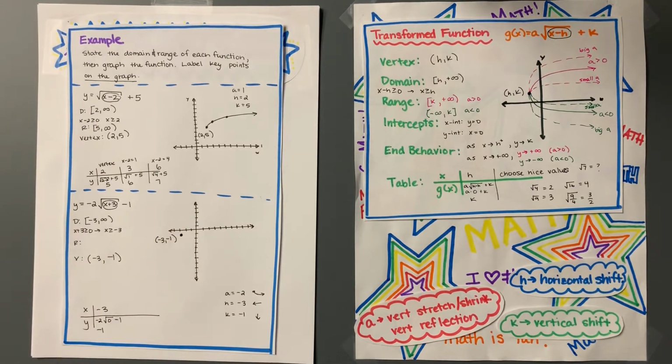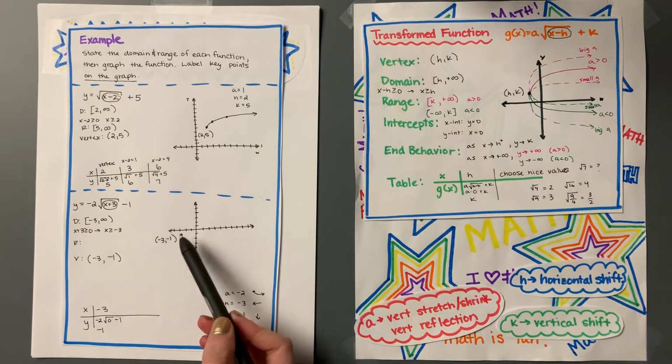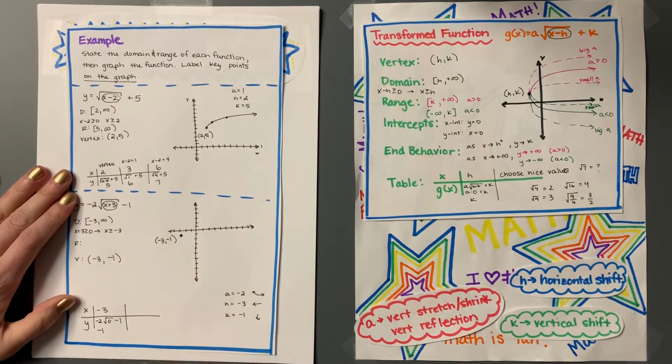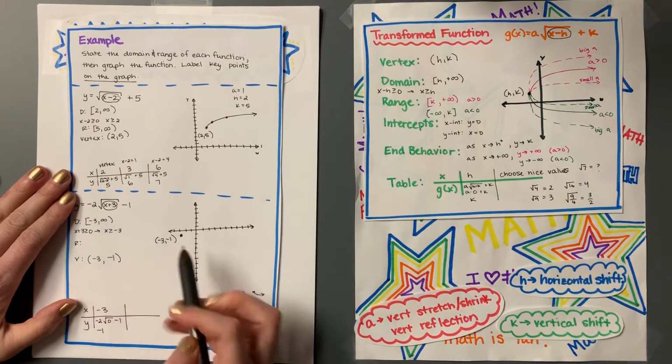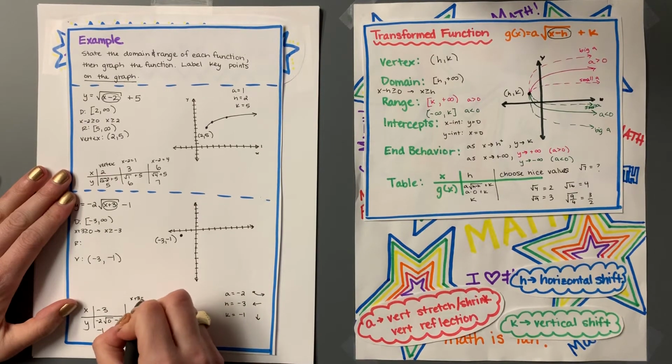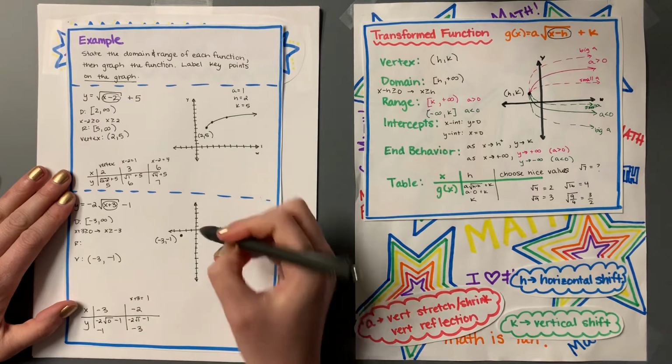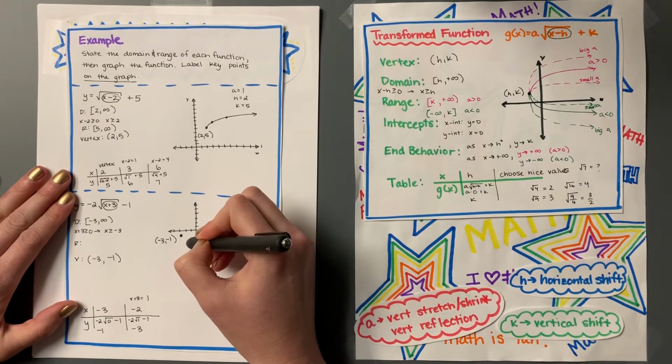So there that is. My a is negative, so I'm expecting my range to be from -infinity to -1, but I want to wait and check a few more points to make sure that's the case. Again, picking nice points, I want x plus 3 to be equal to 1. So that means I should plug in -2, which will give me -2 times the square root of 1 minus 1. This will be -2 minus 1, which is -3. So I have -2, -3.